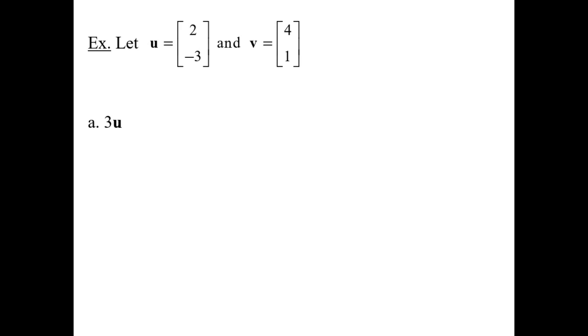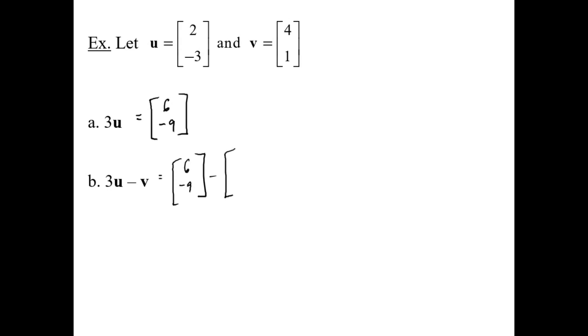Just as a couple of examples here, we've got u and v. If I want to talk about 3u, that just means take the entries in vector u and multiply them all by 3. So this would be (6, -9). That's it. And 3u minus v means I would take this vector 3u and subtract from it vector v. Again, subtracting vectors means we subtract the corresponding pieces. So 6 minus 4 gives me 2. Negative 9 minus 1 gives me negative 10. So this new vector represents that combination of these two vectors u and v.